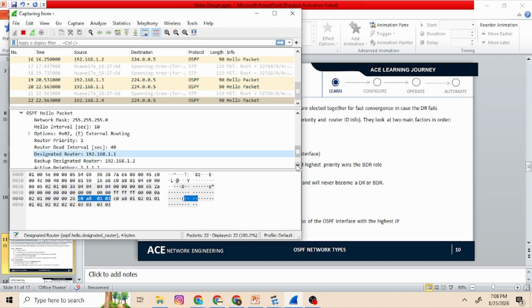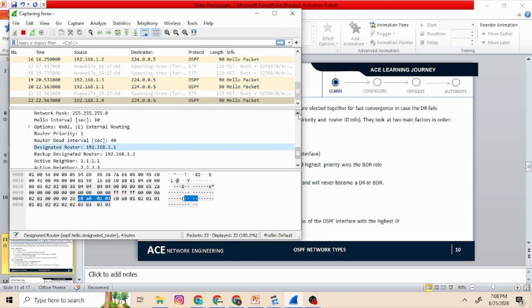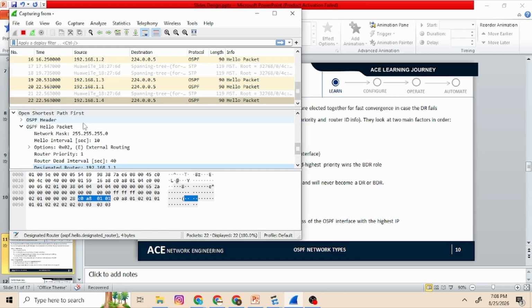Among other things, an OSPF hello packet will contain priority. You see, there is a priority, and the other thing it will contain is the router ID. Let's look at the router ID. If you look at the header, it's contained here in the header. It will tell you the router ID that is sending this packet is 4.4.4.4. So it will contain those two things.